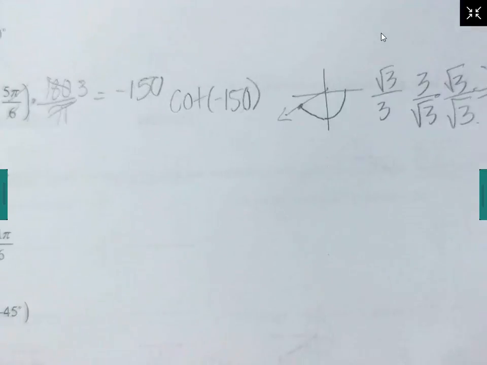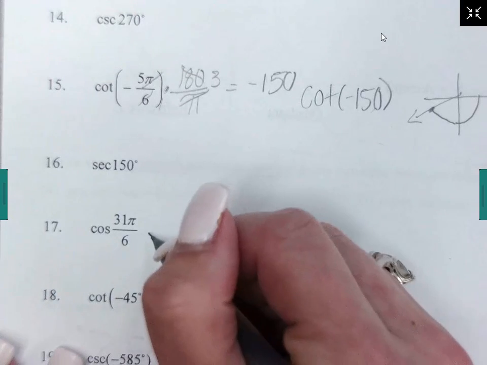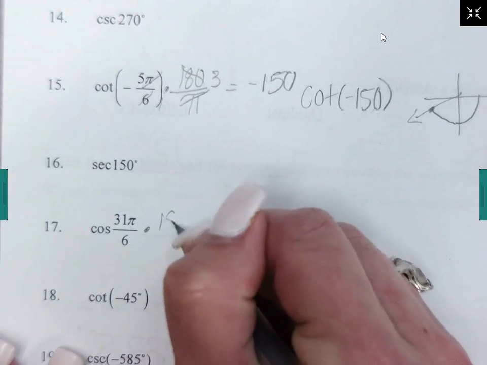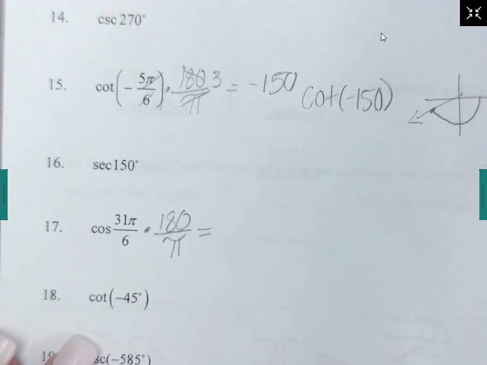Okay, let's go to 17. All right, on 17, again, we want to go to degrees, so we'd multiply by 180 divided by pi, and what does that give us for degrees?